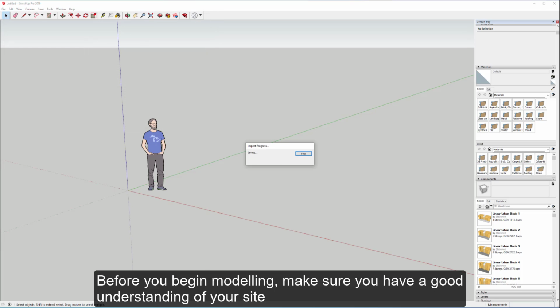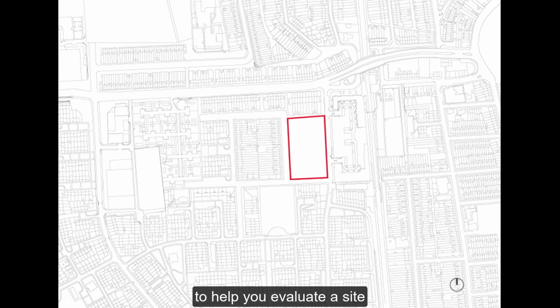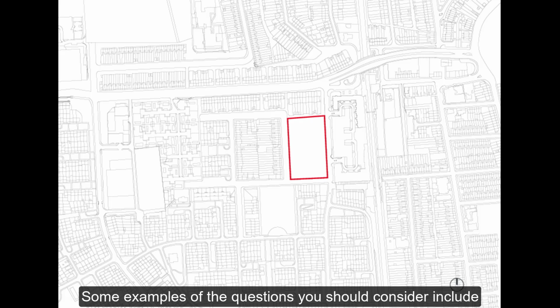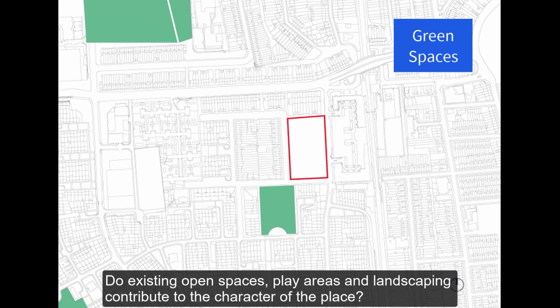Before you begin modelling, make sure you have a good understanding of your site. The Good Quality Homes for All Londoners guidance provides a set of capacity factors to help you evaluate a site. Some examples of the questions you should consider include: what is the size, shape, and orientation of the site? Do existing open spaces, play areas, and landscaping contribute to the character of the place?